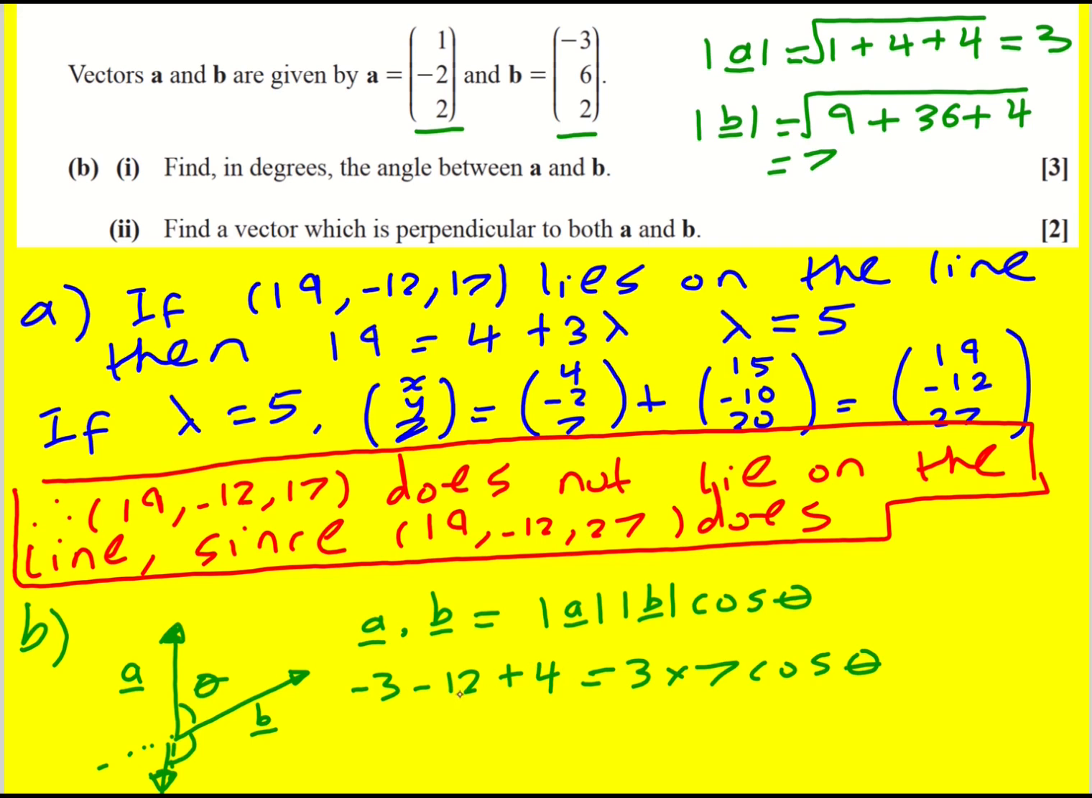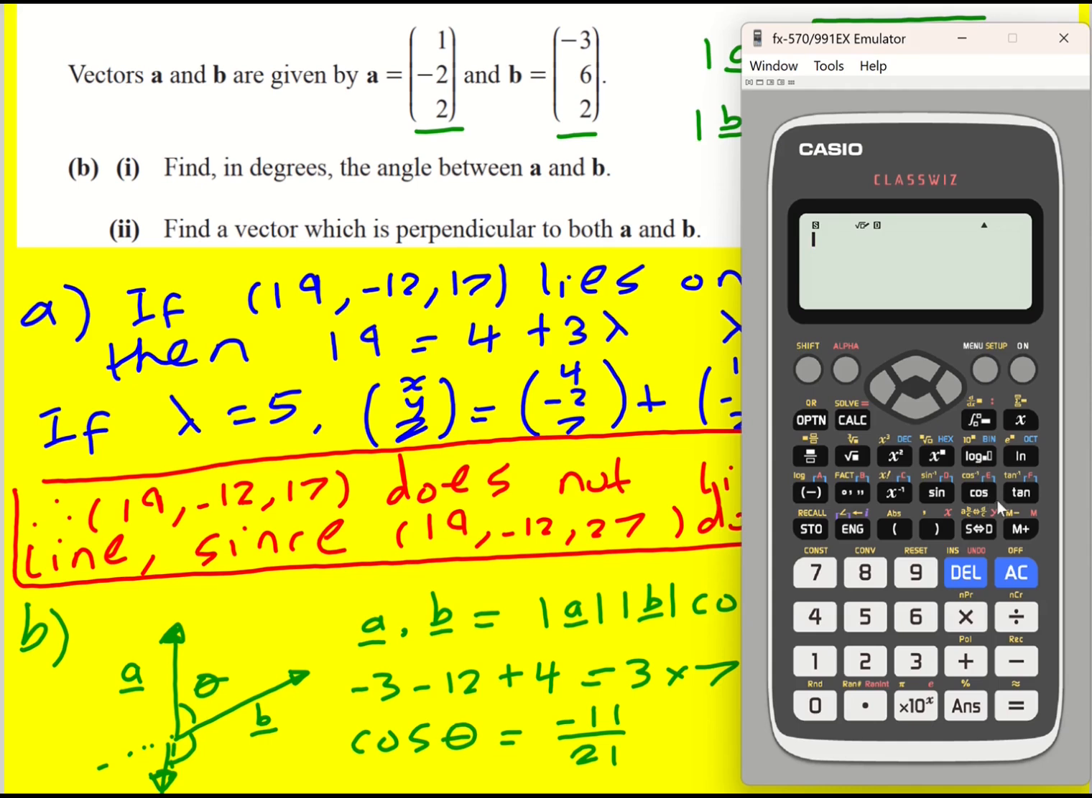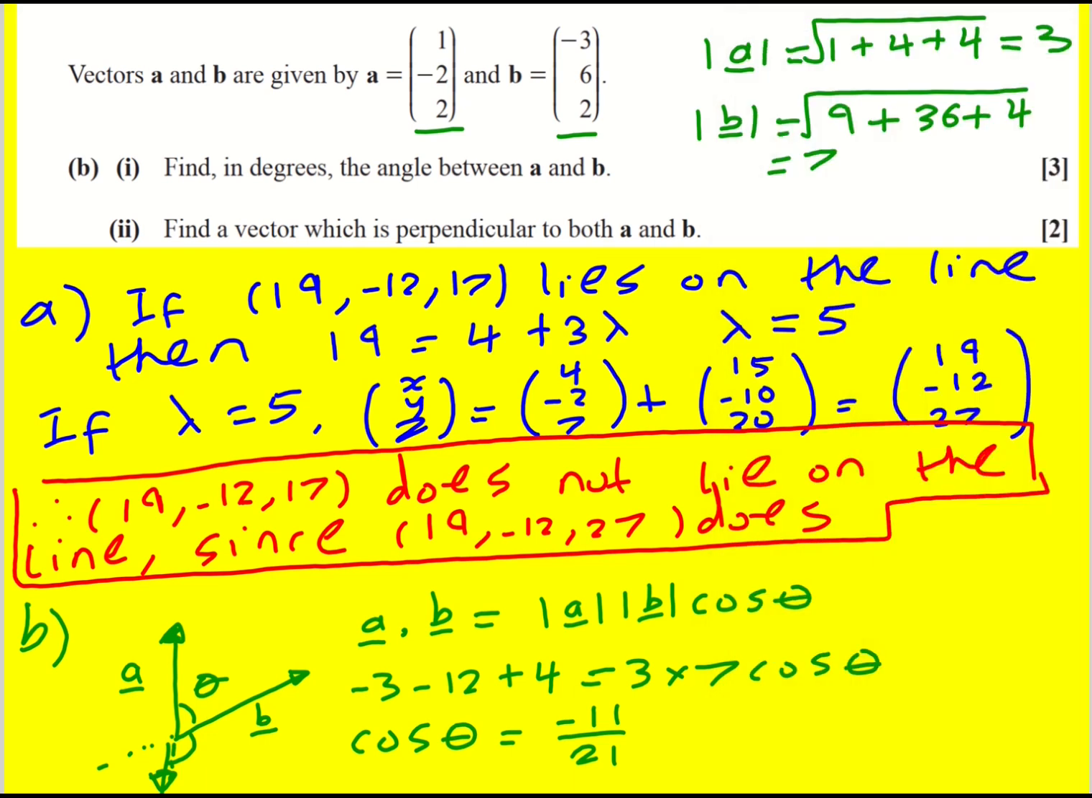So sort this one out. I've got minus 11 equals 21 cos theta. So cos theta is minus 11 over 21. Hence theta is 121.588, or to three significant figures, 122 degrees.